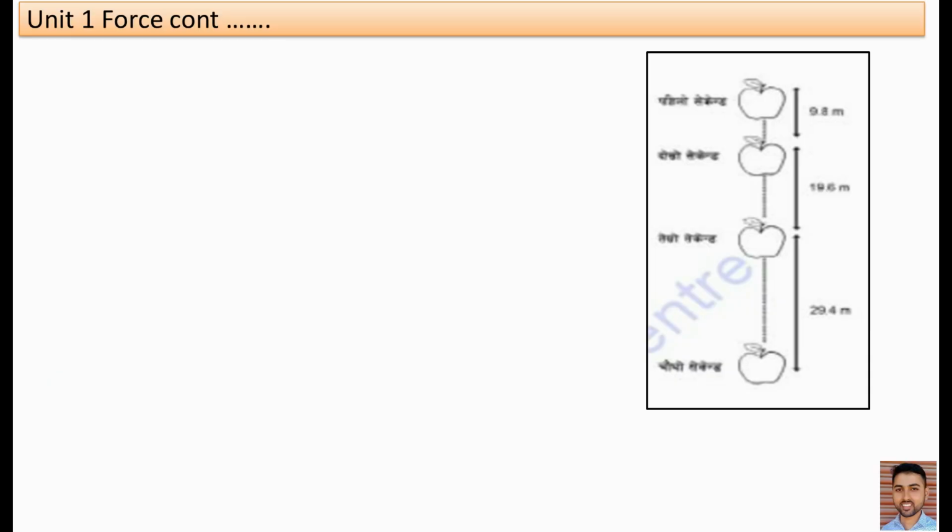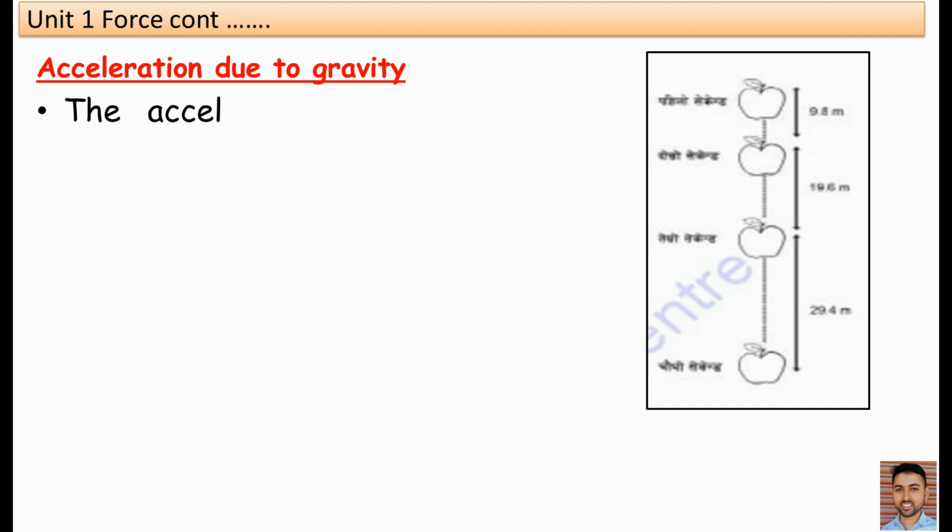Today I am going to teach another topic of class 10 from the fourth chapter, that is acceleration due to gravity. First of all, what do you mean by acceleration? We already discussed acceleration in the lower class. The rate of change in velocity per unit time is called acceleration. What do you mean by velocity? Distance traveled by a body per unit time. That is called velocity.